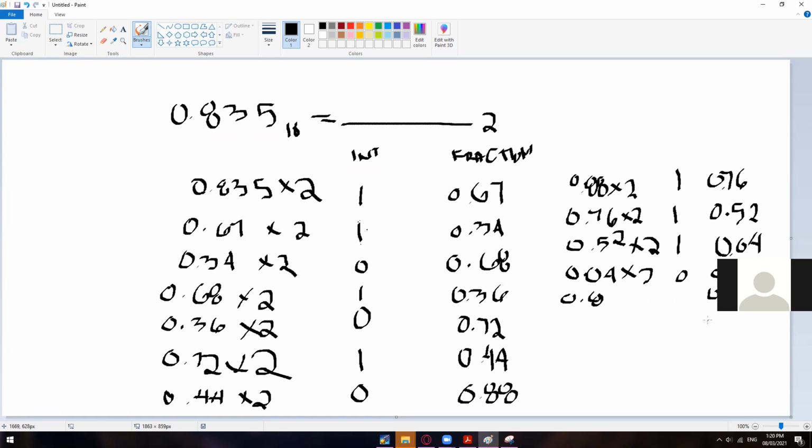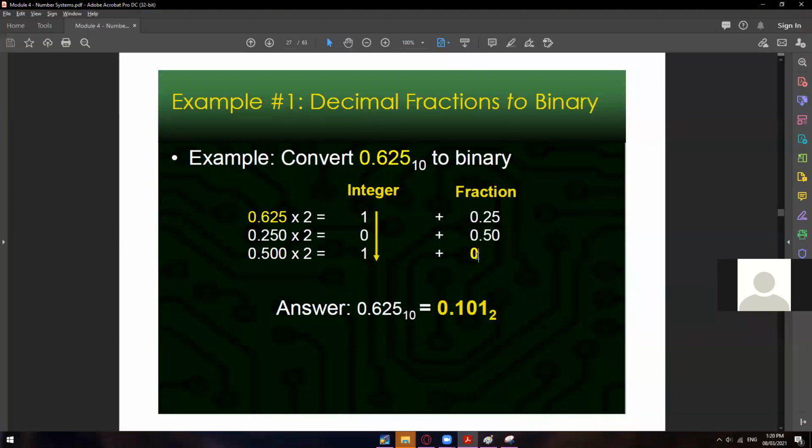I think this one will never end. Even though this one will end, it is super long. I guess I made a big mistake with this 0.835. I guess 0.85 or 0.80 is easier. Anyway, this is how you do it. Just keep on copying until you get a value of 0 on your fraction part. That's the time that you'll stop and just copy everything. Then that is the converted value from decimal to binary.